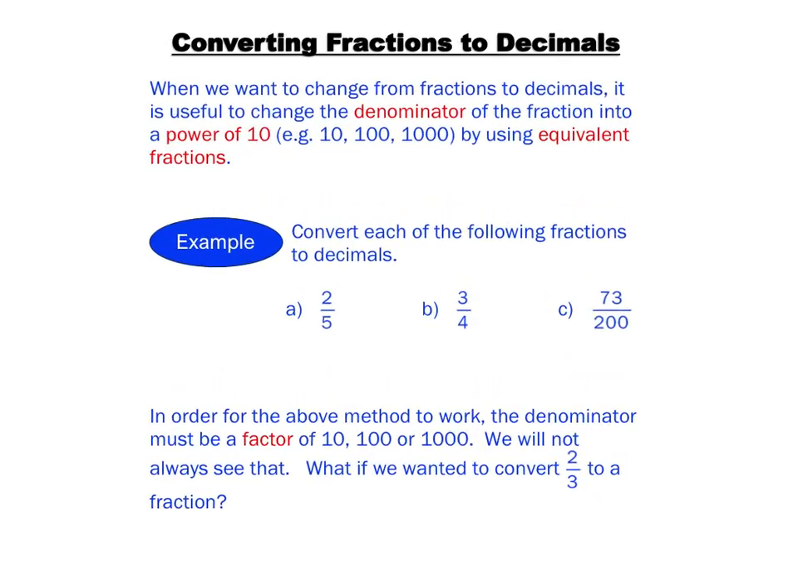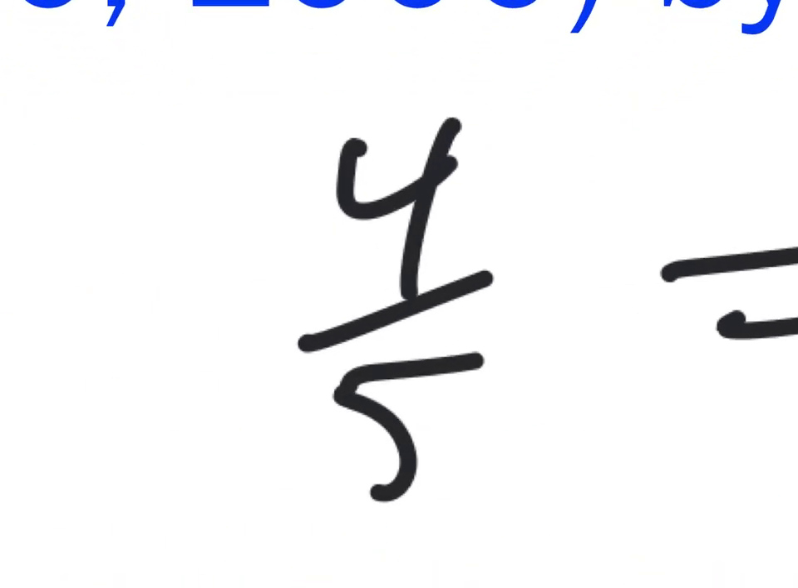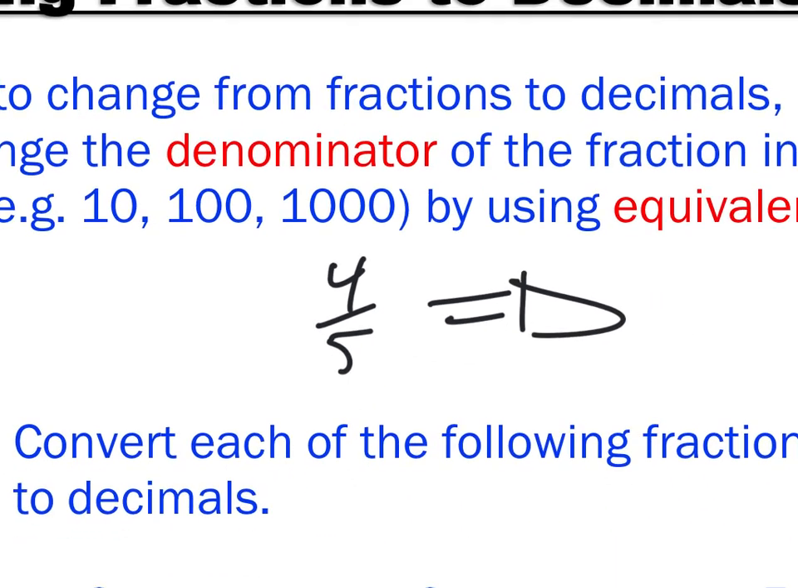So in today's lesson, we're talking about how we convert fractions to decimals. When we want to change from a fraction to a decimal, an example could be if we had 4 over 5 and we want to turn that into a decimal. So it's useful to change the denominator. Which of those numbers is the denominator? The 5. The bottom number is always the denominator, okay?